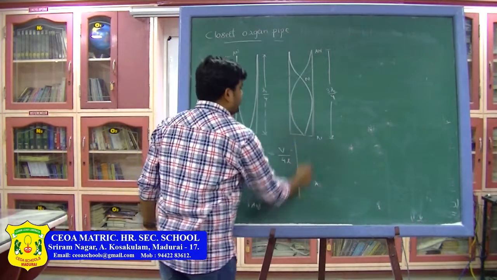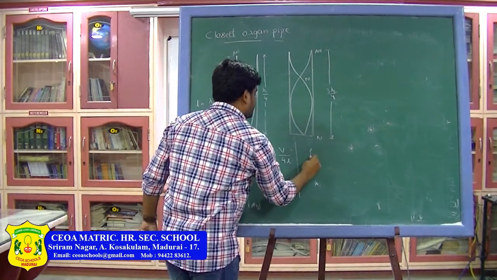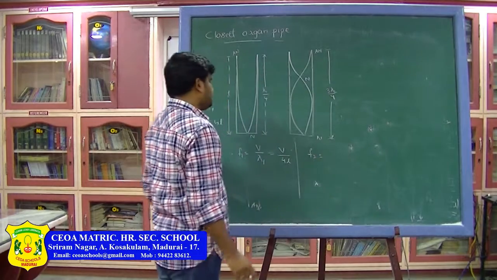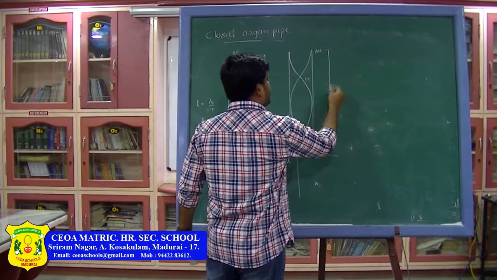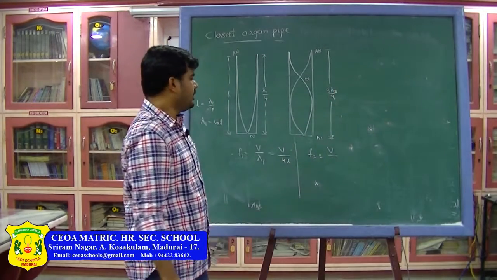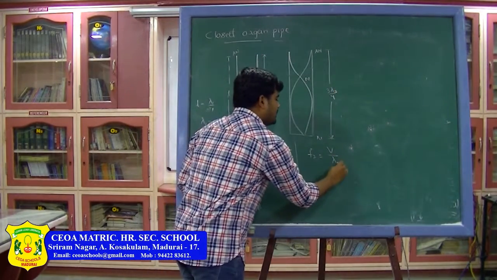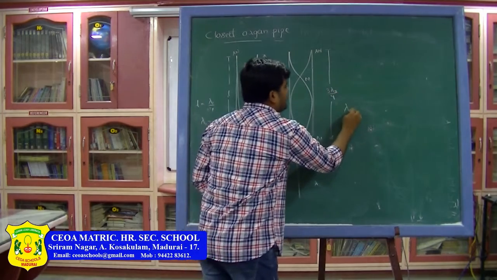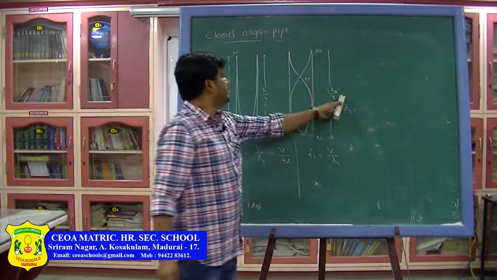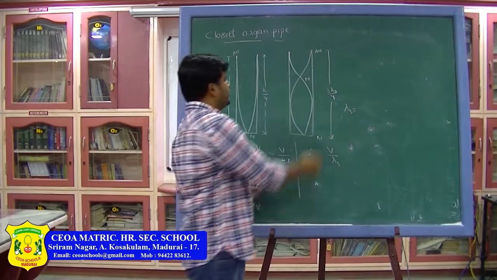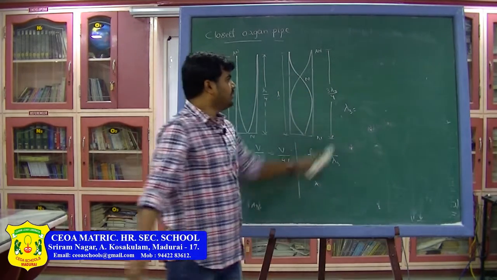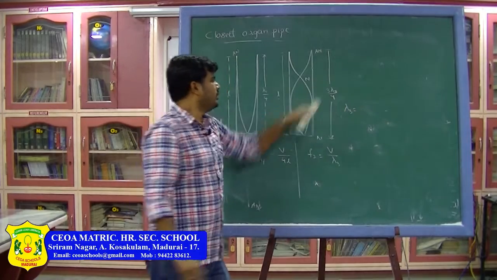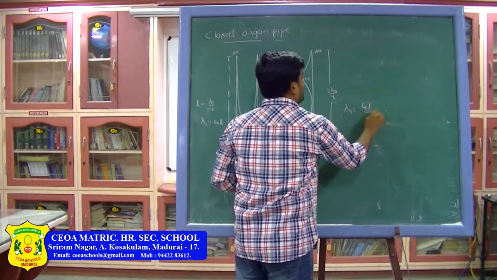Similarly, if I calculate the next frequency, let me write it as V by lambda 3, because only odd numbers will repeat. So, lambda 3 can be found from this. Lambda 3 is equal to 4 into L by 3, because the total length is vibrating with 3 half segments. So, lambda 3 is equal to 4 into L by 3.